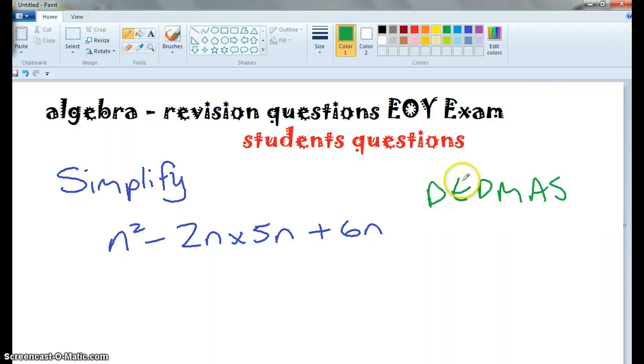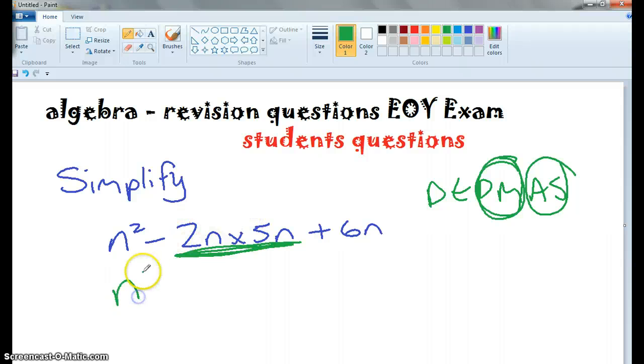Brackets you do first, whatever's inside brackets, then you do exponents, and division and multiplication you do in order from left to right, or there's other kind of manipulations that you can do, and addition and subtraction you do from left to right. So in this case there are no brackets or exponents that we can do anything with at the moment, so we're going to look at this multiplication. We actually have to multiply this before we can subtract it.